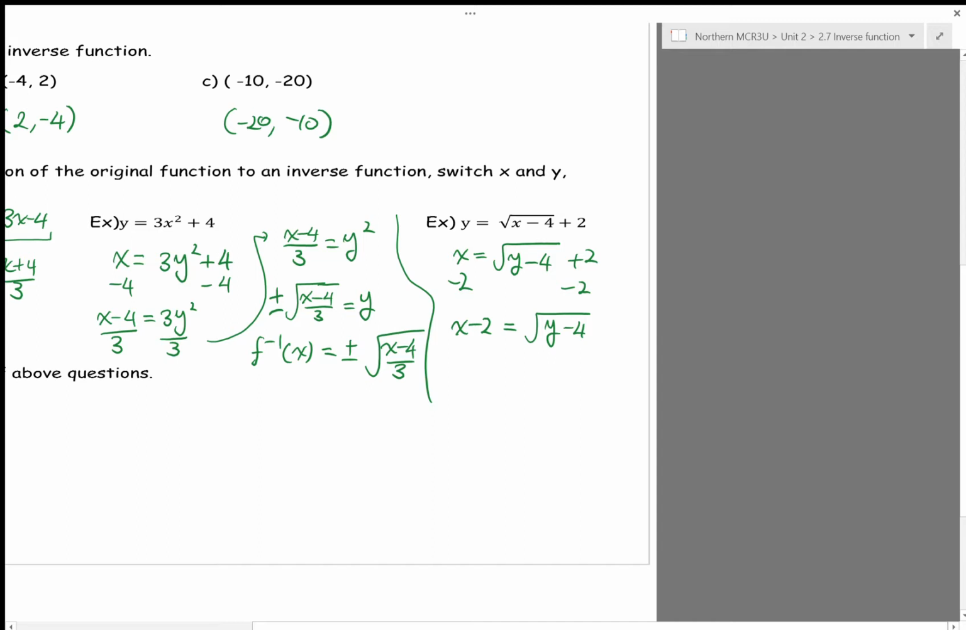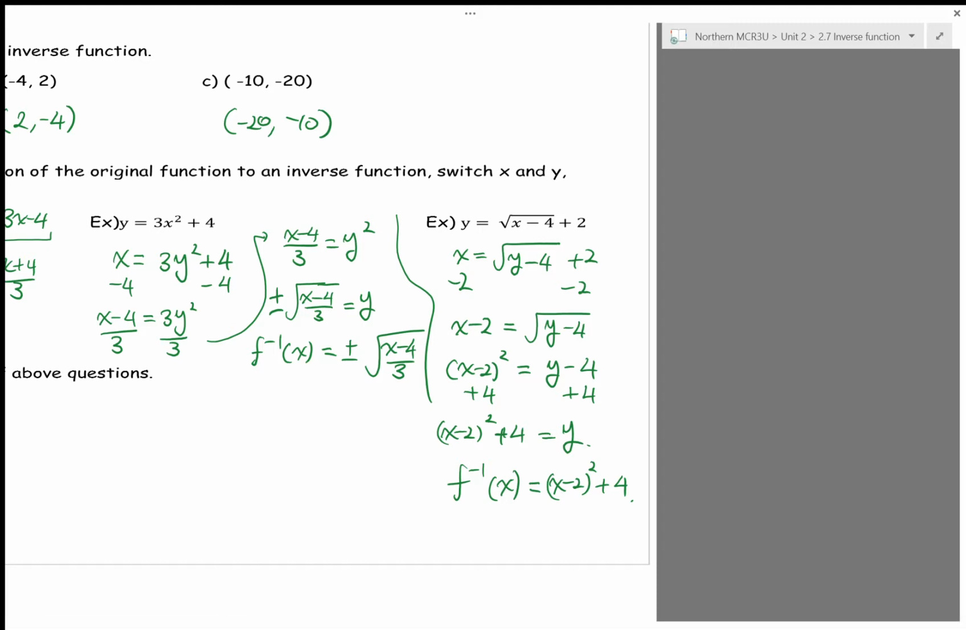Now, the question is, how do we get rid of the square root? Well, the simplest thing is we square all of it, right? So the square root of y minus 4 being squared, the square will cancel out the square root. Then we have x minus 2 squared equals y minus 4. Then you add 4 to each, so this becomes x minus 2 squared plus 4 equals y. So our f inverse function is then x minus 2 squared plus 4. Are we okay with this? So hopefully this helps you.